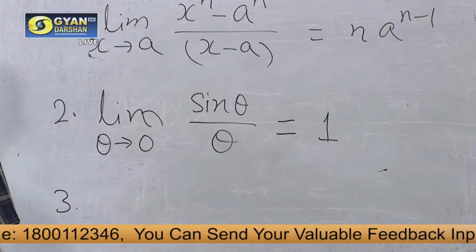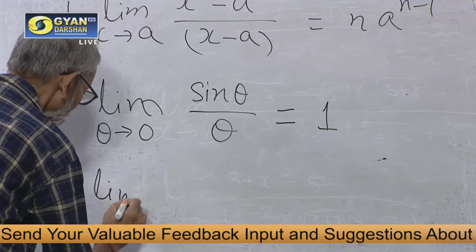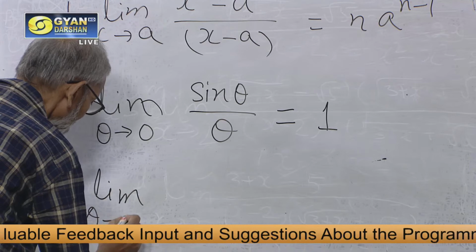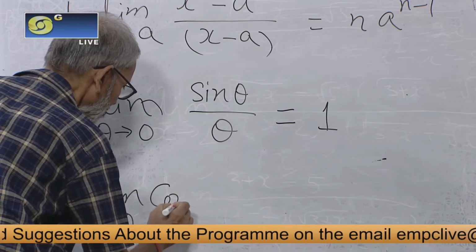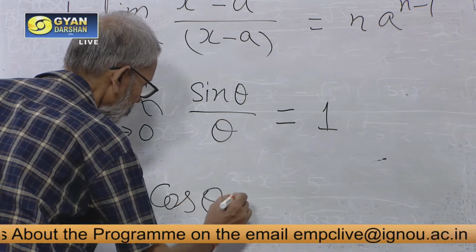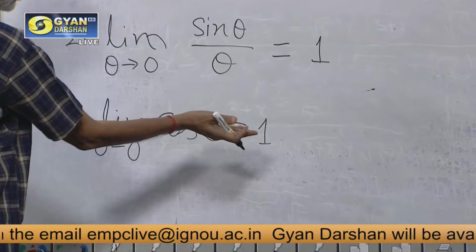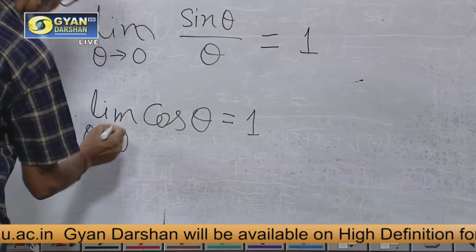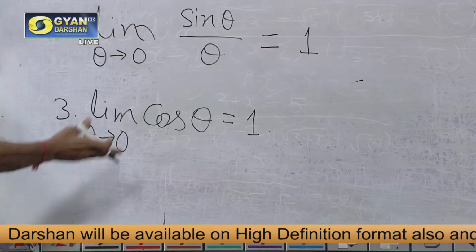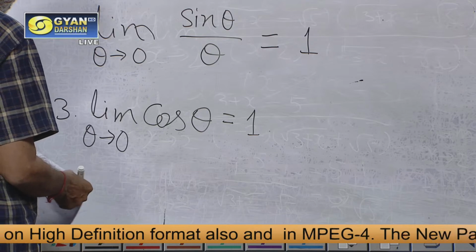Now, third application is limit theta tends to 0, cos theta is equal to 1. You know cos 0 is equal to 1. So, in the trigonometric function, this limit function we can use.